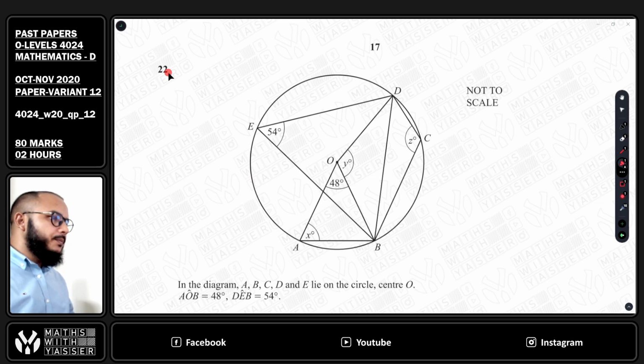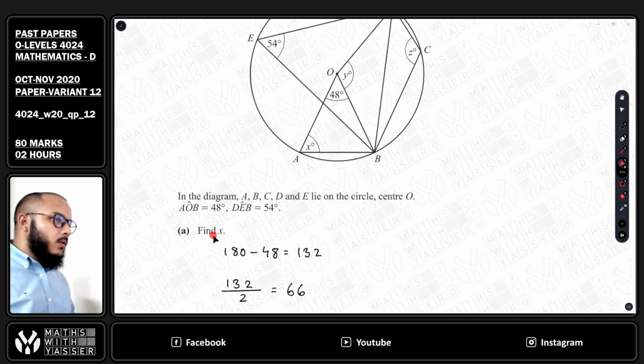Question number 22. It says, in the diagram, A, B, C, D, and E lie on the circle. So A, B, C, D, and E lie on the circle, and their center is O. It's given that angle AOB is 48 degrees, angle DEB is 54 degrees. So these two angles are given. First, we need to find the value of x, which is this angle.